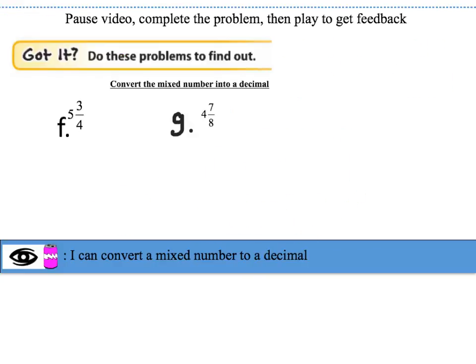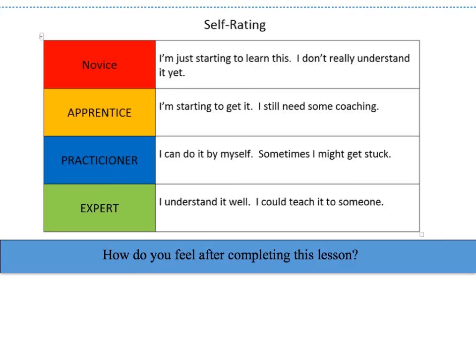So pause the video, complete these guided problems, and then play it back for some feedback. Now that you had some time to work on these problems, let's go over the answers. For letter F, your answer should be 5.75. And for letter G, your answer should be 4.875.